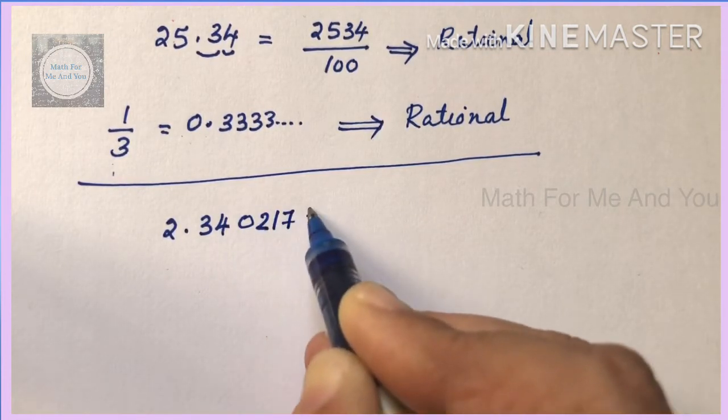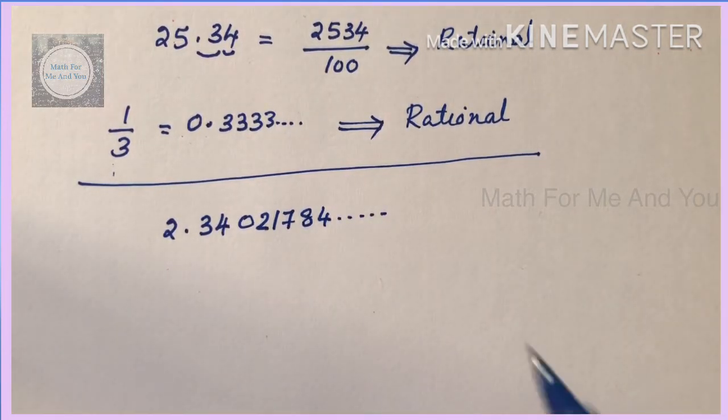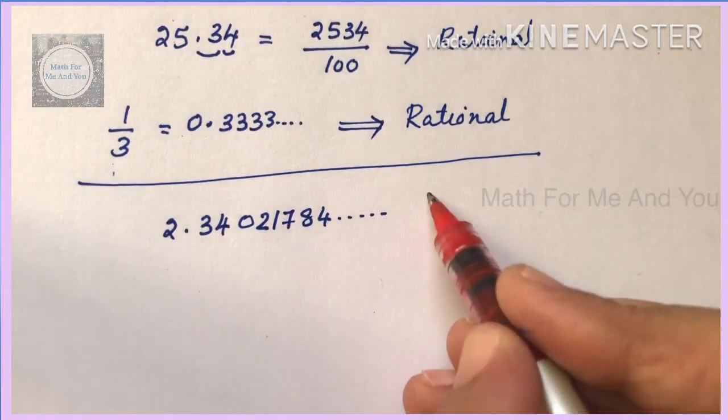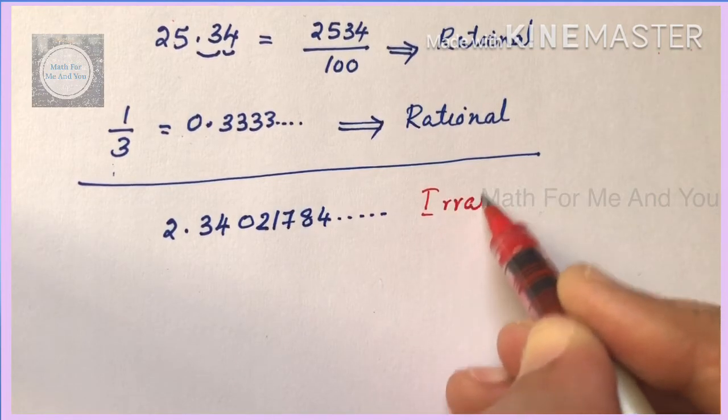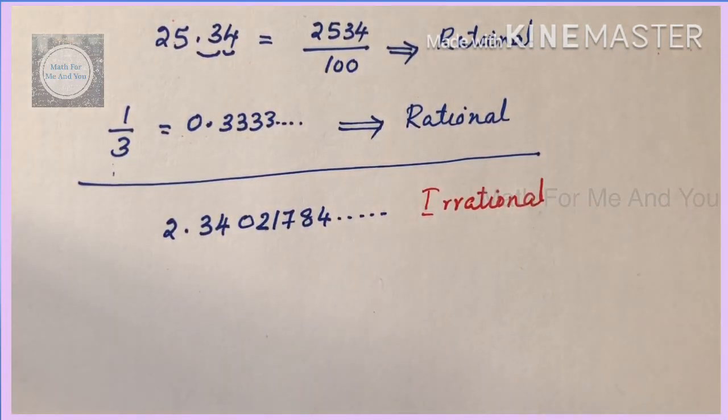Next we can see the decimal form of irrational numbers. Consider the decimal 2.34021784. It is not terminating, it never stops, and see, the digits are all different. So this is an irrational number. Non-terminating, non-recurring.